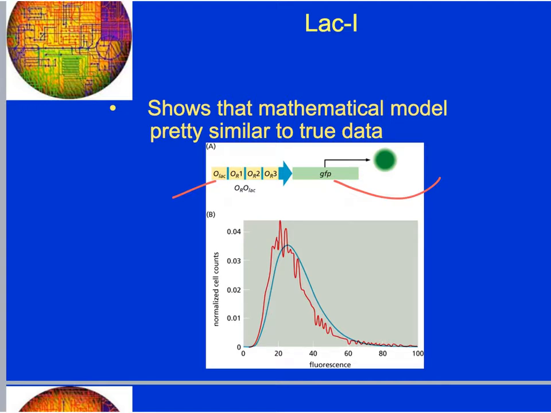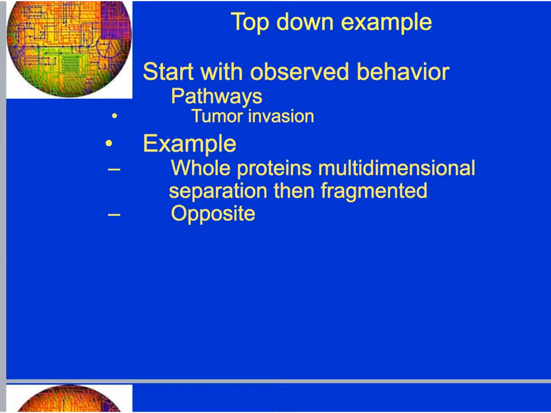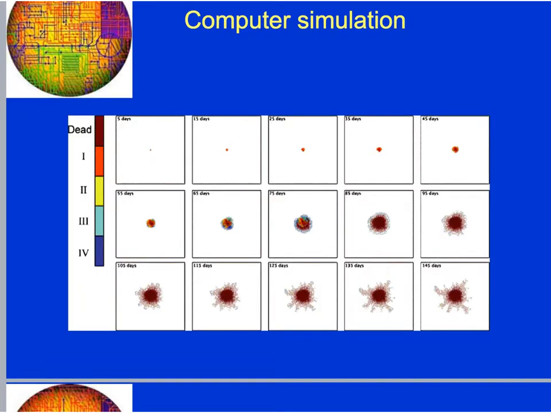In a top-down example, you start with a pathway, an observed pathway, and then figure out how to model that. So, for example, tumor invasion, where they might actually model how they think the proteins are working. So here's an example of a computer simulation of how a tumor might grow.